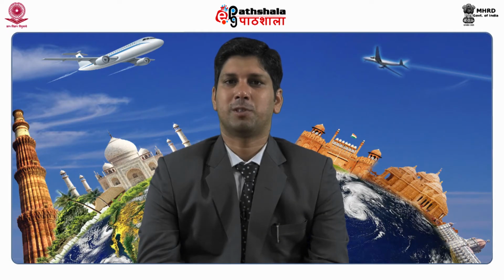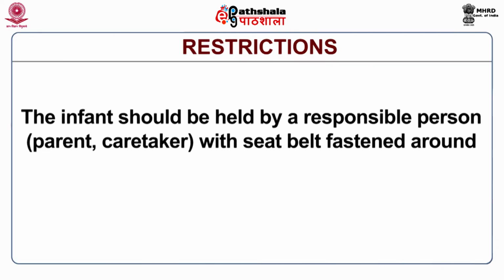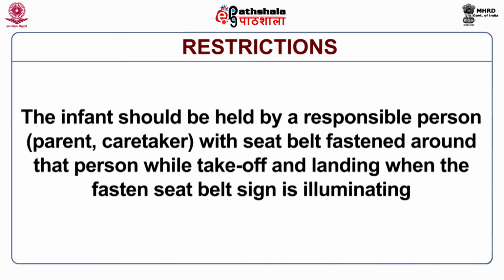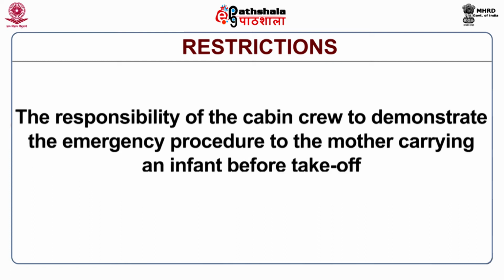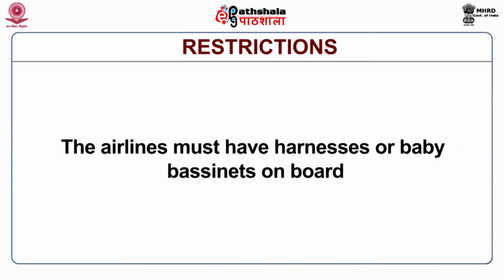For safety of both the following on board, the airlines are bound to use child restraint systems. The infant should be held by a responsible person, parent or the caretaker, with seat belt fastened around that person while takeoff and landing when the fasten seat belt sign is illuminated. It is the responsibility of the cabin crew to demonstrate the emergency procedure to the mother carrying an infant before takeoff of the flight. The airlines must have harness or baby bassinets on board.